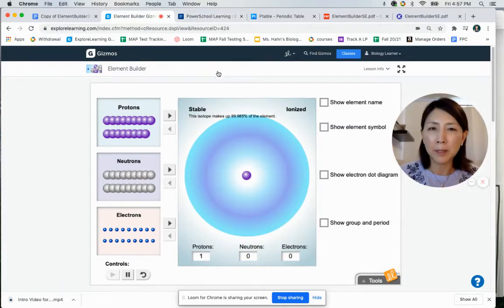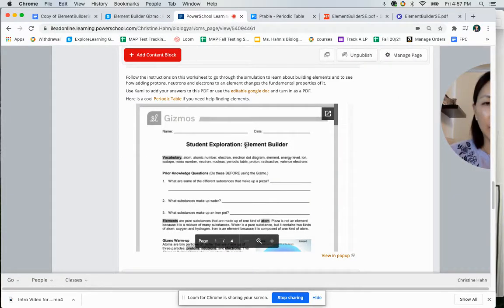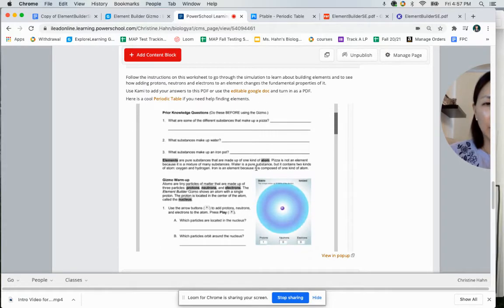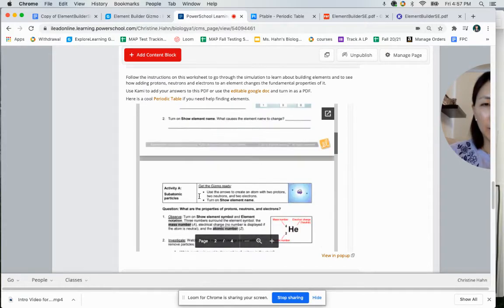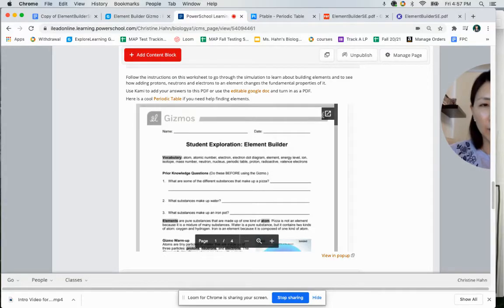Okay, so here is the element builder. In the Power School, I already am posting a PDF of the lab sheet that goes along with the activity. So you can go ahead and open it, and it will be a PDF.